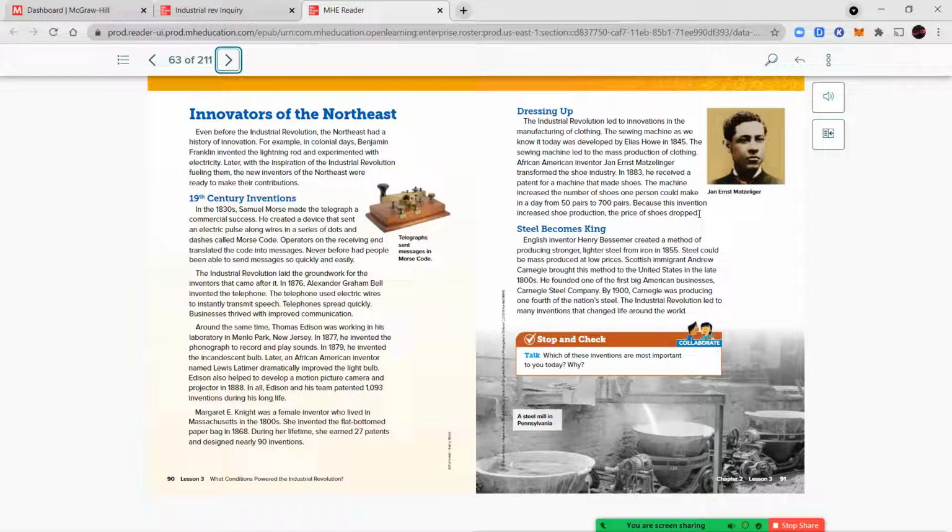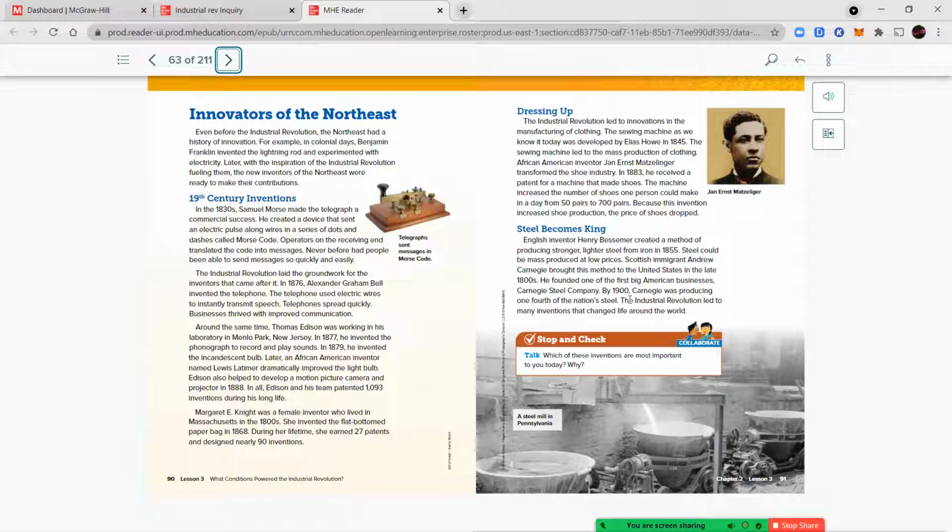Steel becomes king. English inventor Henry Bessemer created a method of producing stronger, lighter steel from iron in 1855. Steel could be mass-produced at low prices. Scottish immigrant Andrew Carnegie brought this method to the United States in the late 1800s. He founded one of the first big American businesses, Carnegie Steel Company. By 1900, Carnegie was producing 1/4 of the nation's steel.